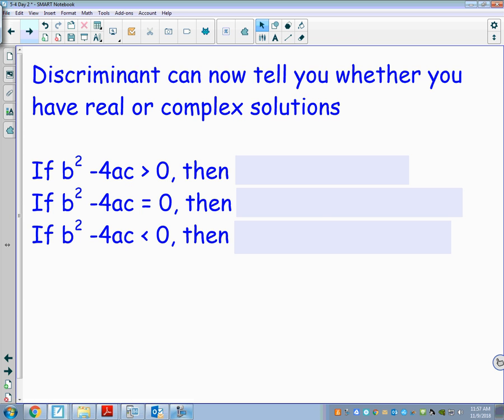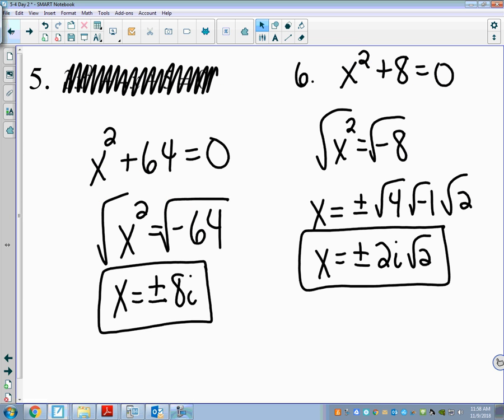So you can tell how many zeros you're going to have by looking at, oh, wait, we're not going to talk about this yet because we haven't talked about the discriminant. Oh, my gosh. What notes am I using is the real question.